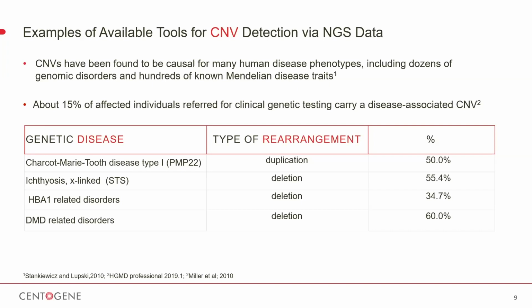By the way, these disorders are very frequent, and most of us see them in many patients in daily practice, in the clinic. For instance, in Charcot-Marie-Tooth disease type 1, PMP22, 50% of the causative mutations within this gene are duplications. For X-linked ichthyosis, 55.4% are deletions. For hemoglobin E1 related disorder, 34.7% of related mutations are deletions. And for DMD related disorder, 60% are deletions.